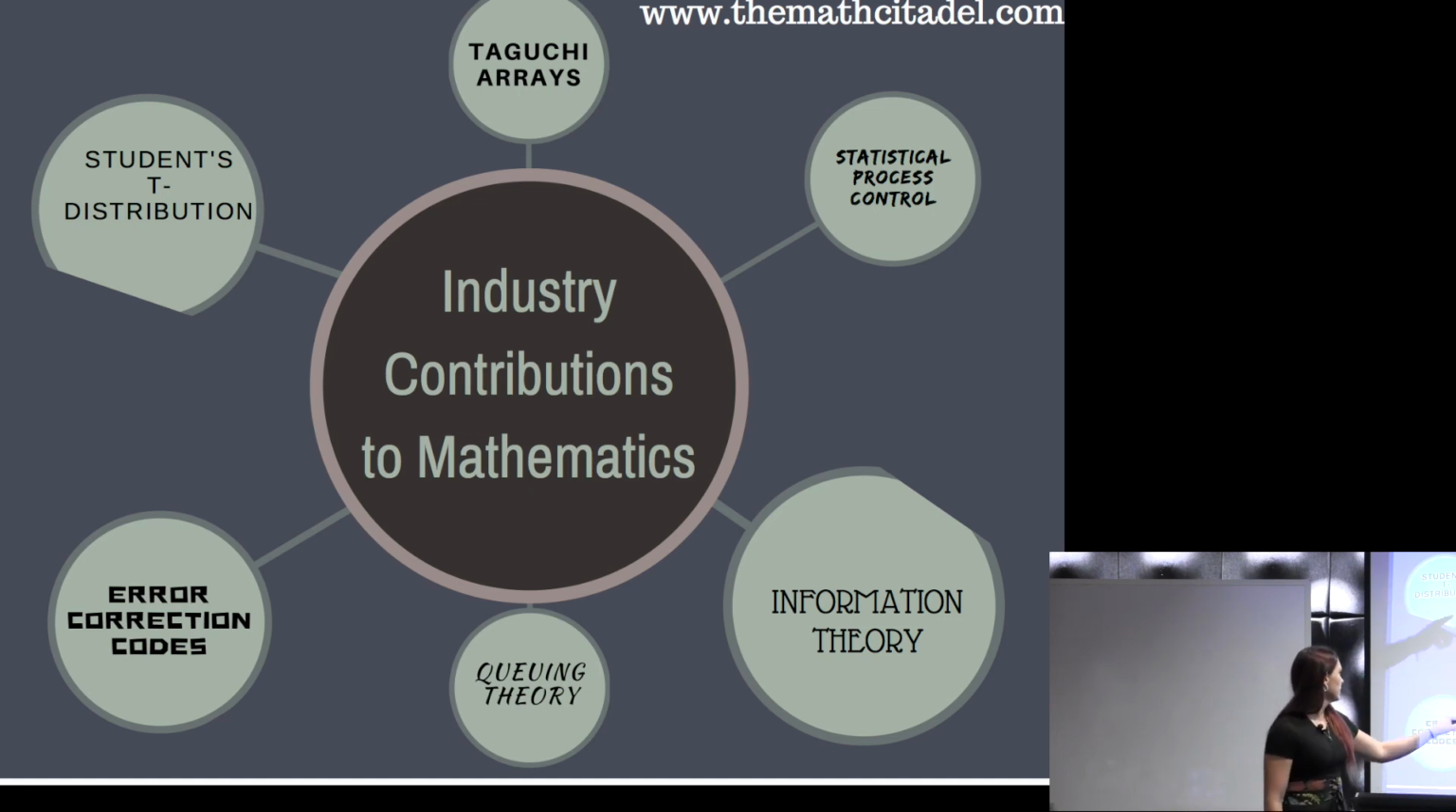Statistical process control, information theory, queuing theory, error correction codes all came out of Bell Labs. Statistical process control led to your Lean Six Sigma. That's all the math behind that. Information theory and error correction codes, since all of you are in storage, are probably something you are intimately familiar with, invented by Bell Labs and invented by mathematicians. Queuing theory, which actually was one of my research interests, or still is, also invented by Bell Labs.